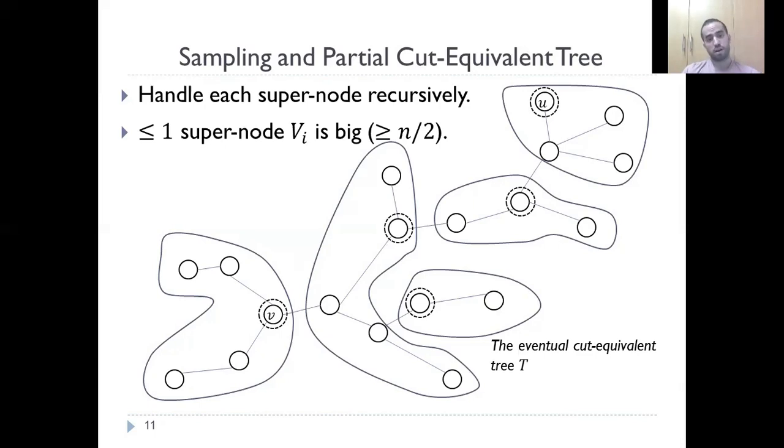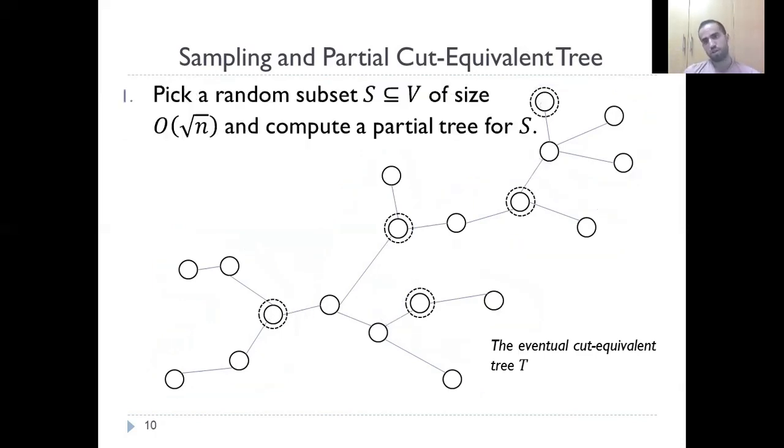So the way to find a partial tree for a subset of terminals is by simply running the Gomory-Hu algorithm, but instead of picking nodes arbitrarily, we pick them according to the subset of terminals.